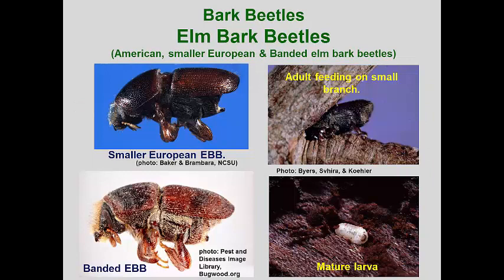The smaller European elm bark beetle is an invasive species that is common in eastern North America. It is aggressive in its attacks and is a very efficient transmitter of Dutch elm disease. The native elm bark beetle seems to be less aggressive and generally attacks elm branches that have been damaged or elm trees that are dying. In the western states, the banded elm bark beetle is another aggressive and efficient vector.